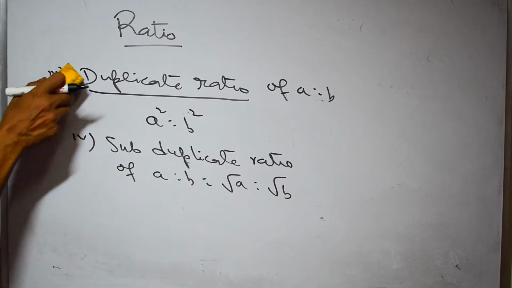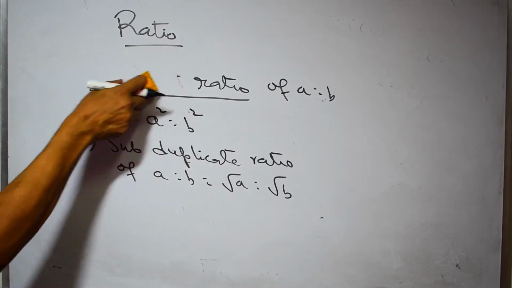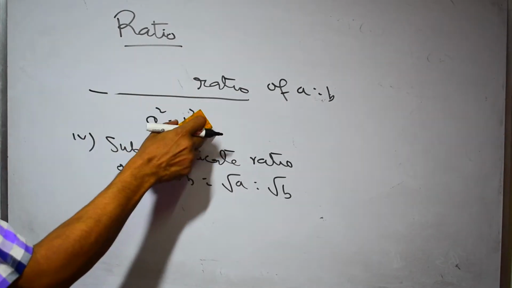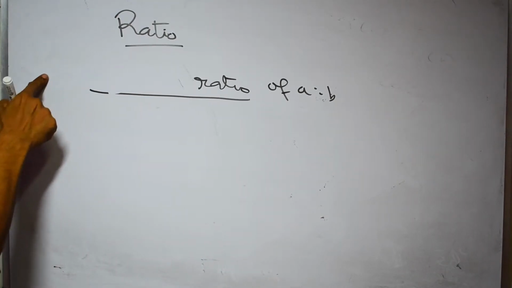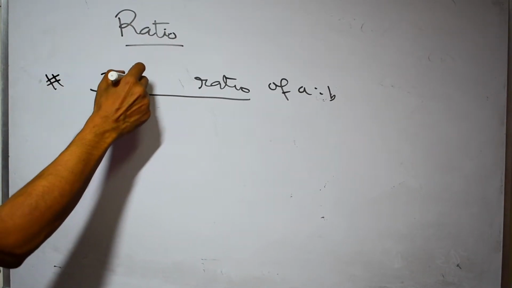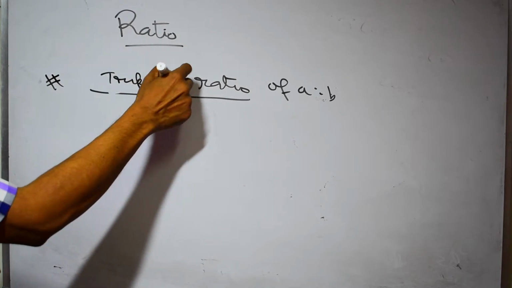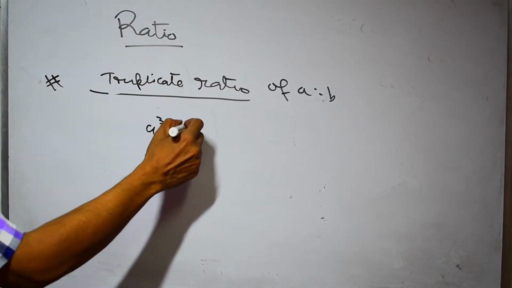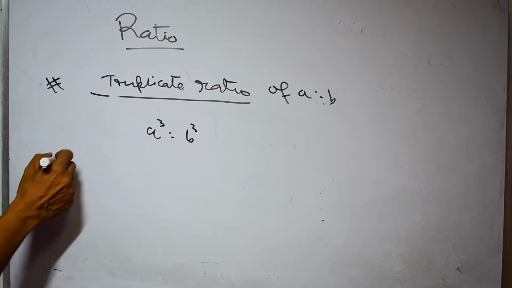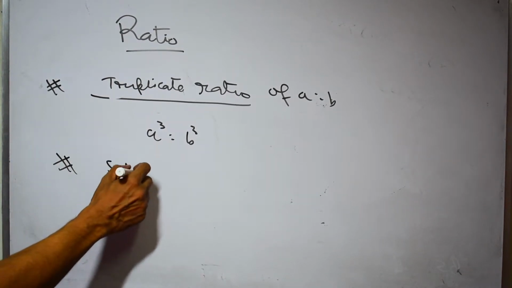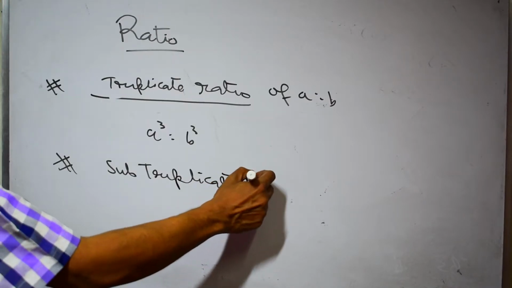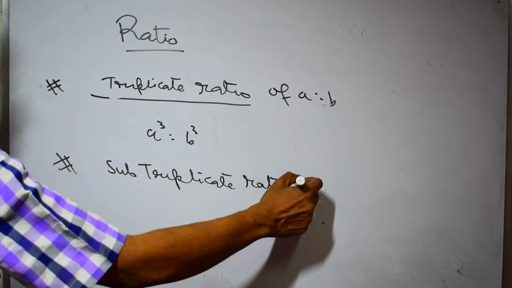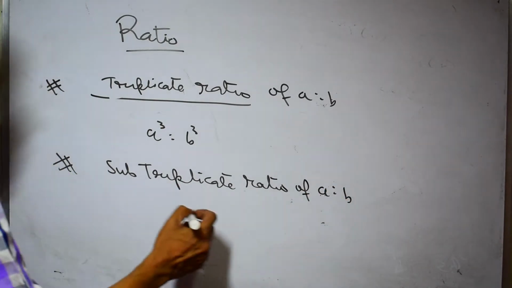Then we have triplicate ratio. Triplicate ratio of A is to B will be A cube is to B cube, A to the power 3 is to B to the power 3. And the subtriplicate ratio of A is to B will be the cube root of A is to the cube root of B.